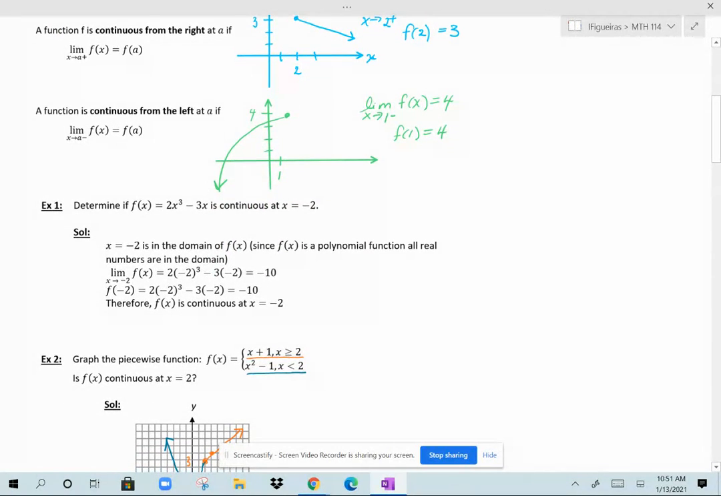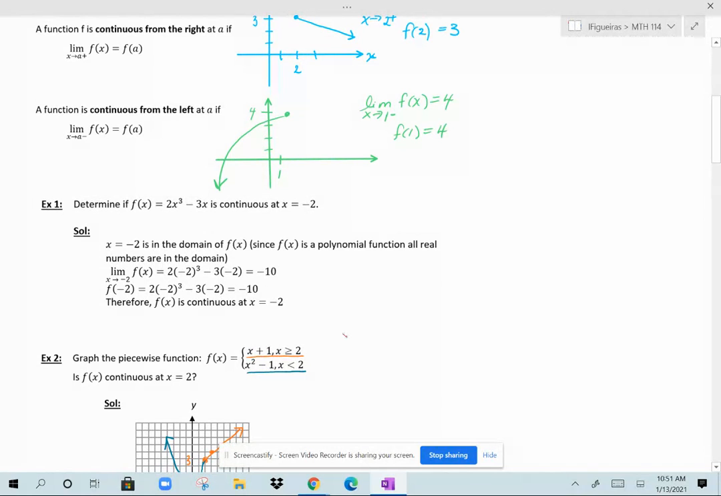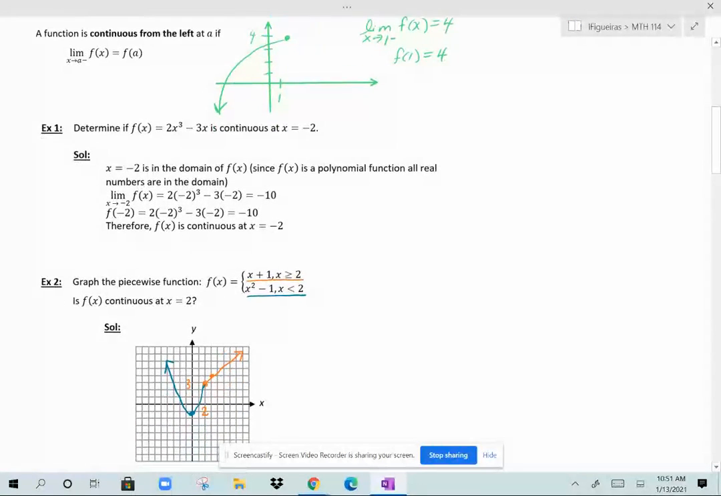All right, so we're going to graph this piecewise function, f of x equal to x plus 1 for values of x greater than or equal to 2, and it's equal to x squared minus 1 for values of x less than 2, and we want to determine if it's continuous at 2. All right, so let's graph it first.